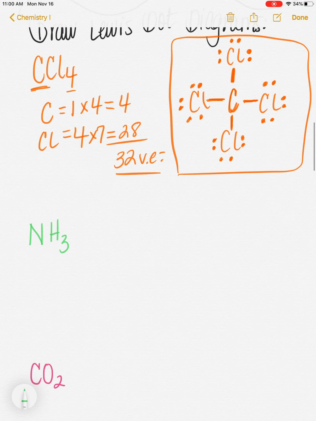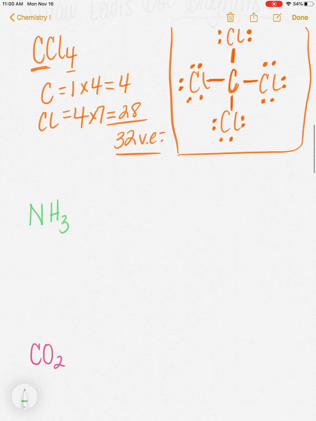All right. Let's try for ammonia, NH3. So we're going to begin by tallying up the total number of valence electrons that we need in our structure. So I write that I have nitrogen and hydrogen in this molecule. There's 1 nitrogen, 3 hydrogens. Every nitrogen gives me 5 valence electrons. Again, you'll have to look at the periodic table, see what column the element is in to figure out its number of valence electrons.